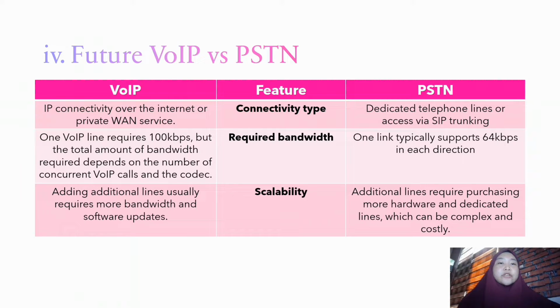For question 4, the features of VoIP versus PSTN. First feature, connectivity type. For VoIP, IP connectivity over the Internet or private WAN service, while for PSTN, dedicated telephone lines or access via SIP trunking. Next, required bandwidth. For VoIP, one line requires 100 kilobits per second, but the total amount of bandwidth required depends on the number of concurrent VoIP calls and the codec. For PSTN, one link typically supports 64 kilobits per second in each direction.